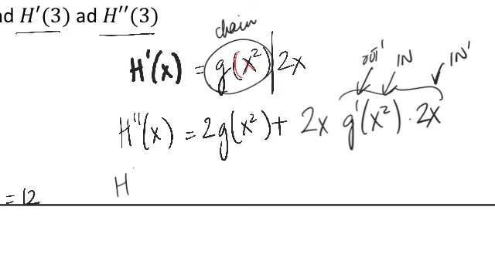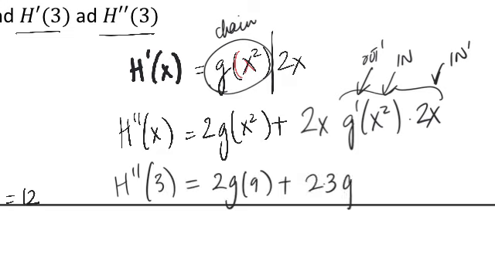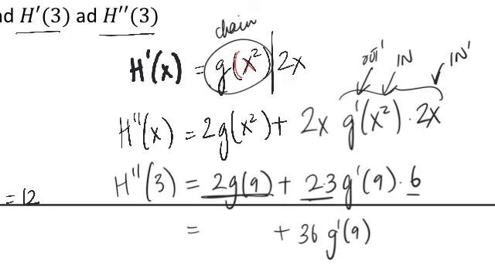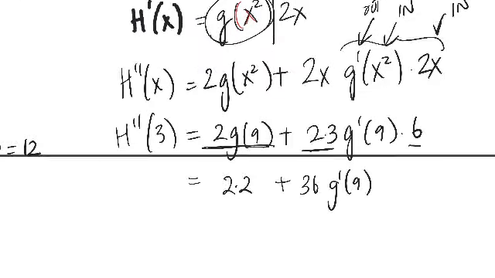So then I do h double prime of 3, it's 2g of 9 plus 2 times 3 times g prime of 9 times 6. So I'm going to get 36, 6 times 6, 36 g prime of 9 plus 2 times 2 because g of 9 was 2. So I get 4 plus 36 g prime of 9.